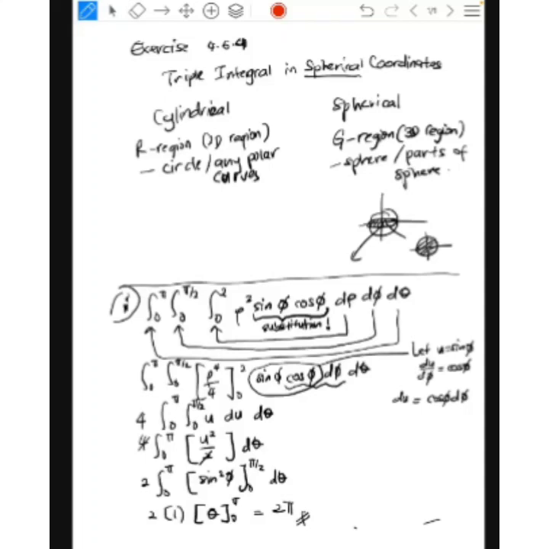The question also asks to sketch the region G. Bear in mind that when we talk about sketching, we actually want to sketch the limits, not the integral. So sketch these limits.